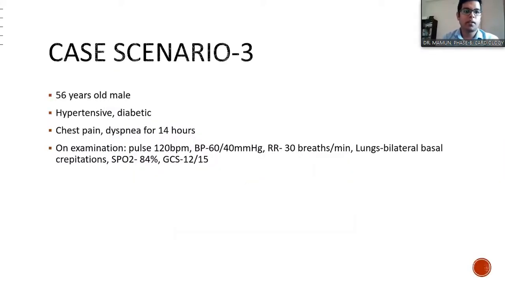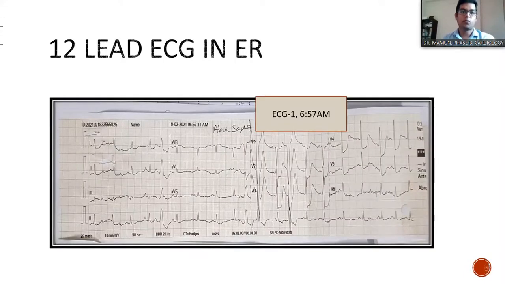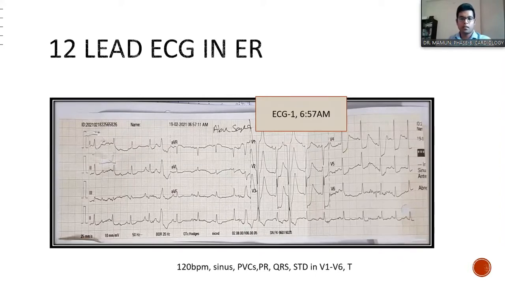My third case scenario is a 40 years old male, hypertensive, diabetic, with chest pain and dyspnea for 14 hours. On examination, the patient's pulse was 120 beats per minute. The patient is hemodynamically unstable. There are also basal crepitations, saturation 84%, and his GCS was 12 out of 15. This is the 12-lead ECG in the emergency room. Rate about 120 beats per minute, sinus. There are also PVCs in the rhythm strip. Normal PR interval. There is upsloping ST depression in the precordial leads, and the T wave is also peaked, tall and symmetrical.